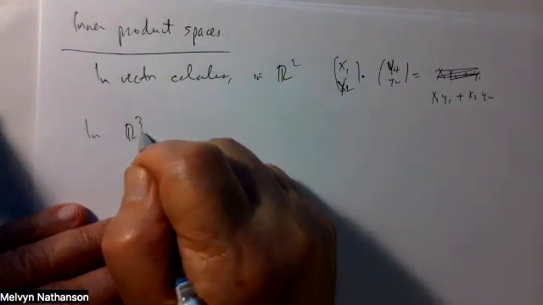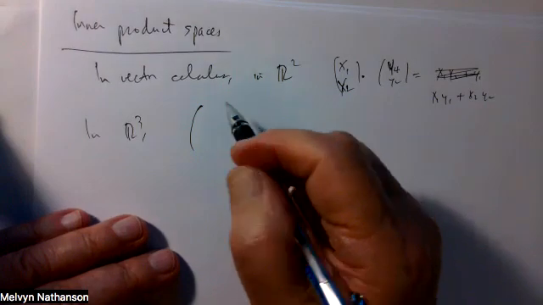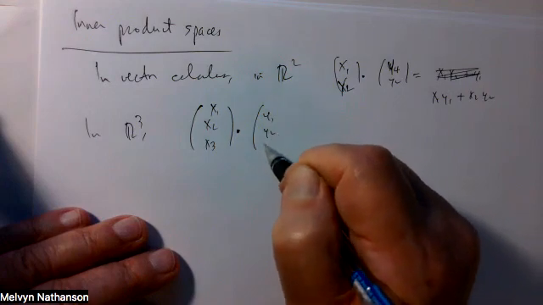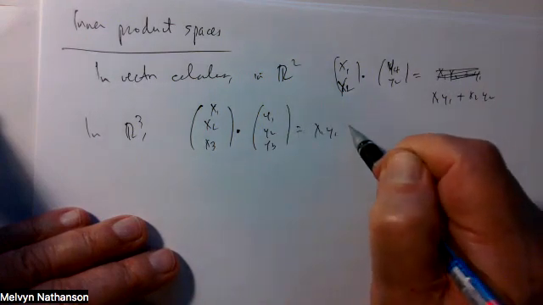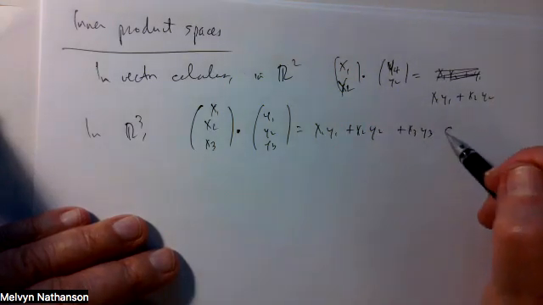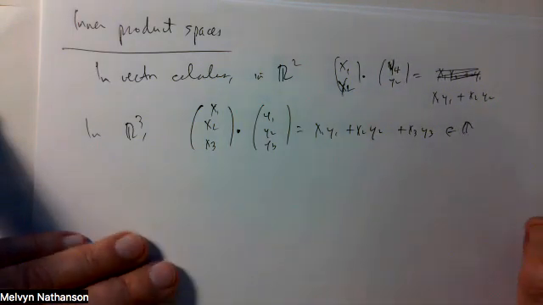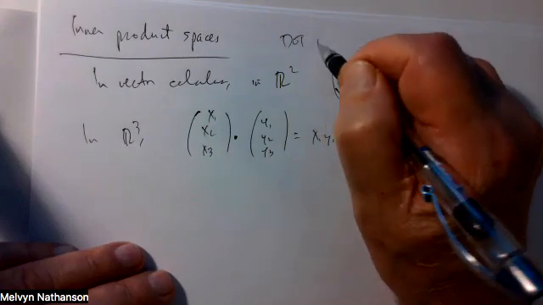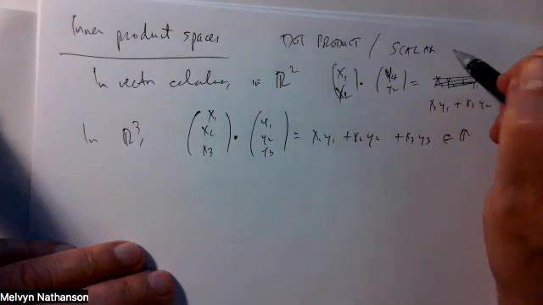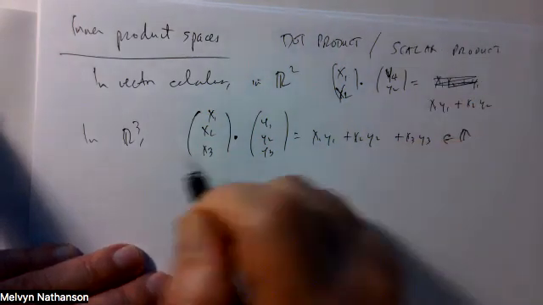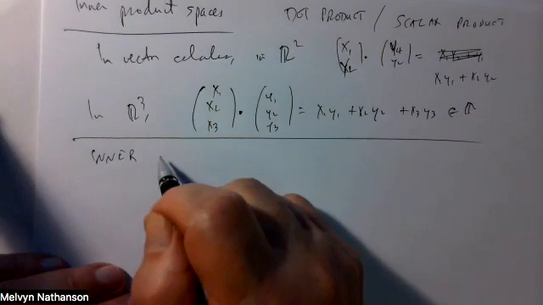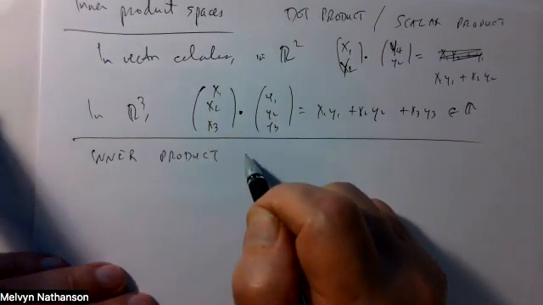And in R3, the dot product of two three-dimensional vectors is likewise a number, a scalar. In calculus, this is sometimes called the dot product, also called the scalar product. And this is a special case of the general idea of what an inner product is in any vector space.